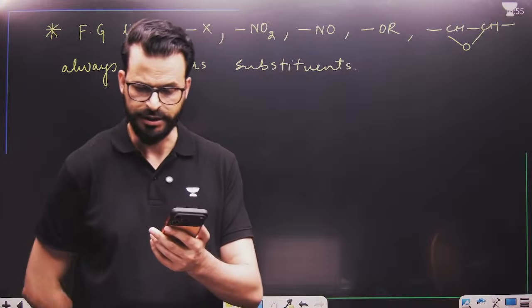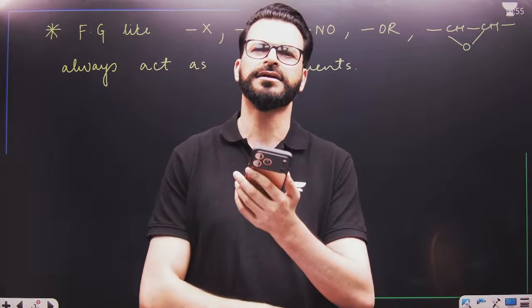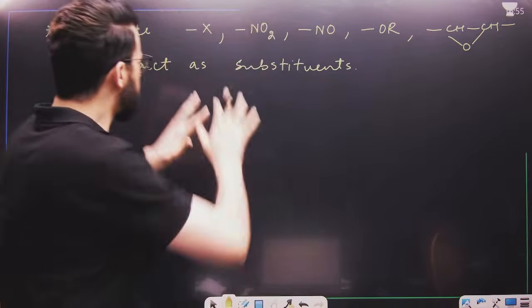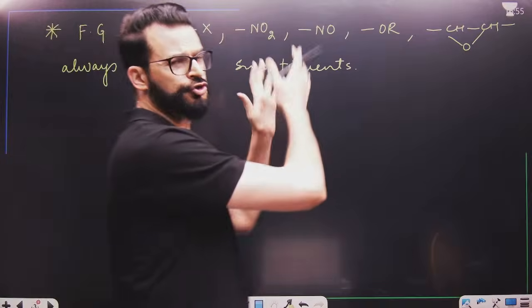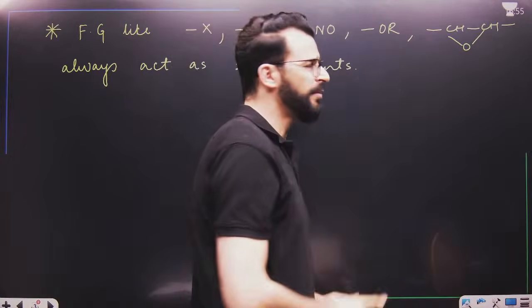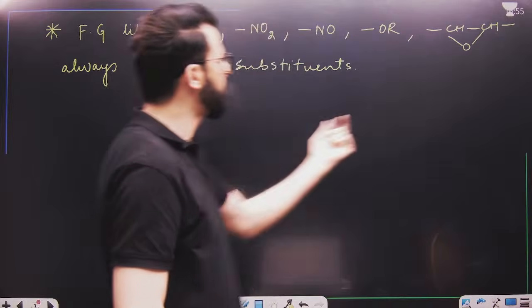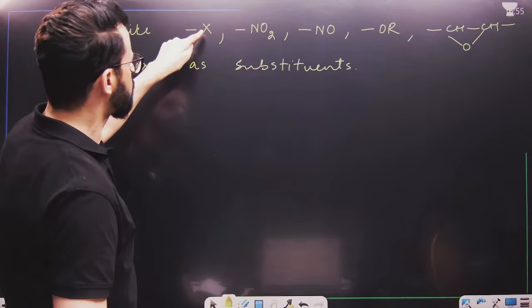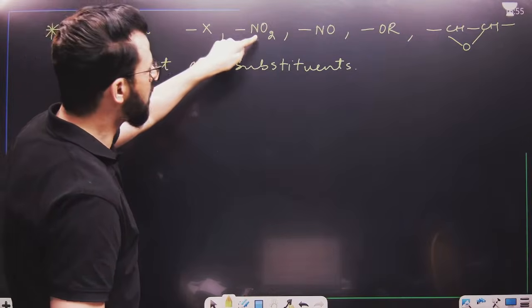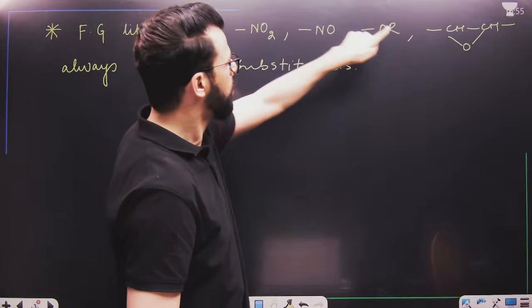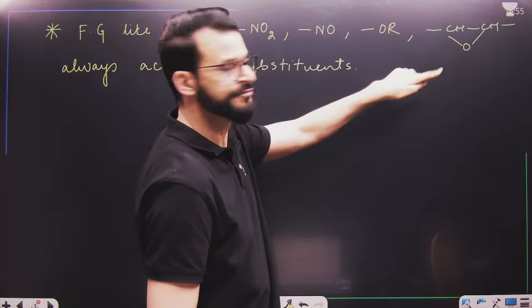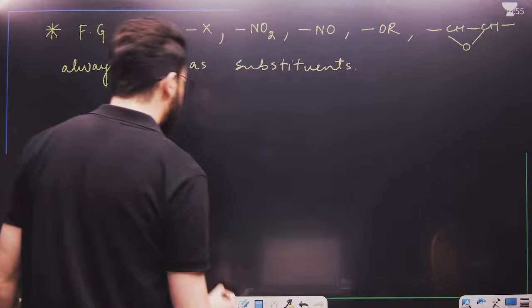Okay. So you have to remember that there are functional groups like halogen, nitro, nitroso, and ether. They will all act as substituents. So this will be named halo, this is nitro, this is nitroso, this will be named alkoxy, and this will be named epoxy. Let me write down the names over here.